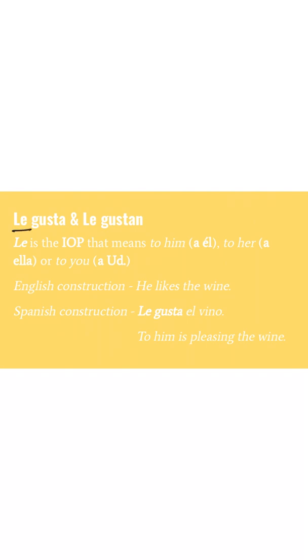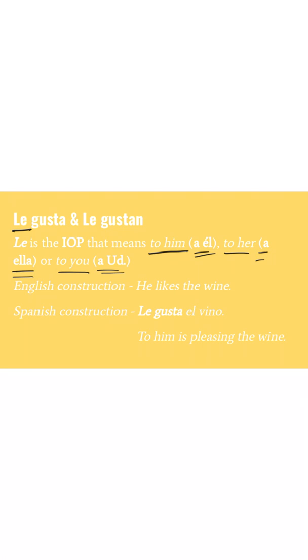Now, here we go. Le is the IOP that means to him, in other words, a él, or to her, which is a ella, or it means to you in the formal sense, as in a usted, right? Okay, so le covers a lot of ground, just like our third person singular or plural subject pronouns. They share the same verb. They're also within this category together. So we've already kind of got that step down, right? But let's look at a few examples here.